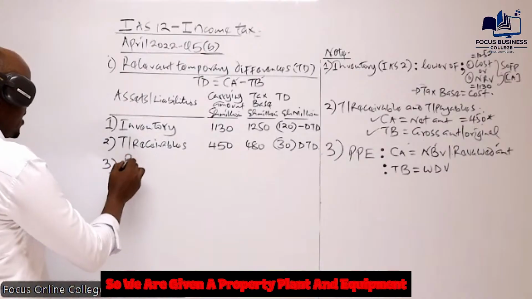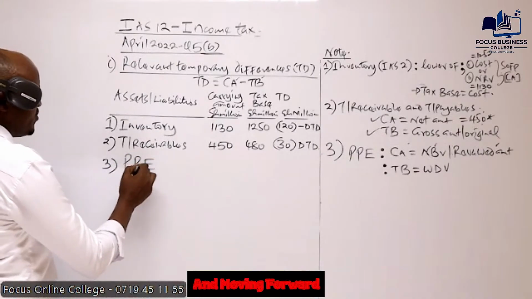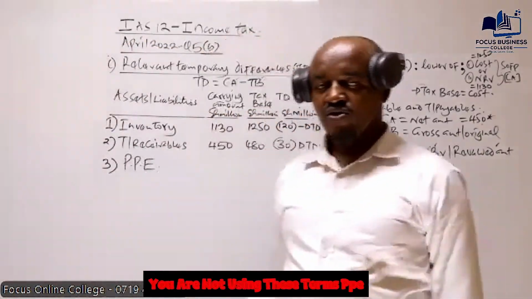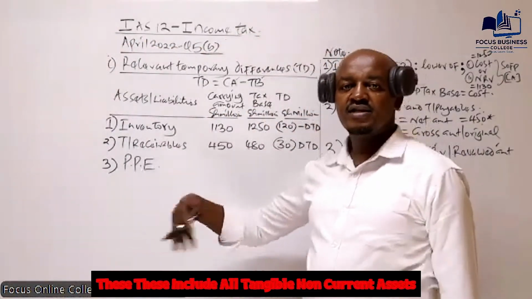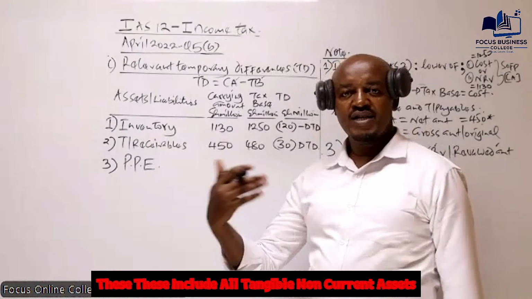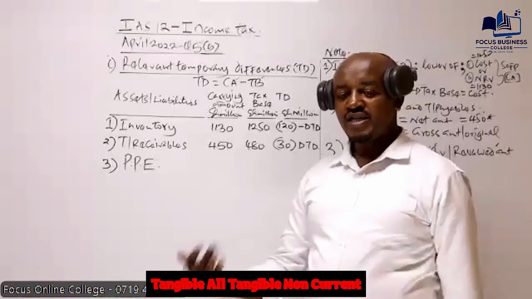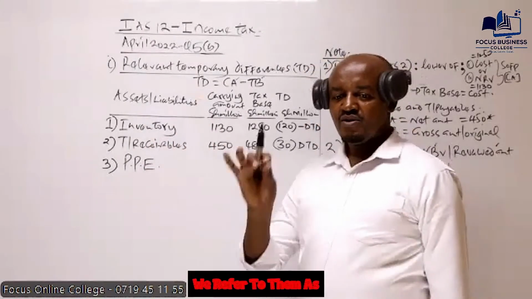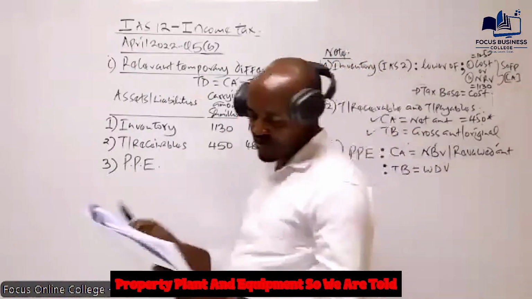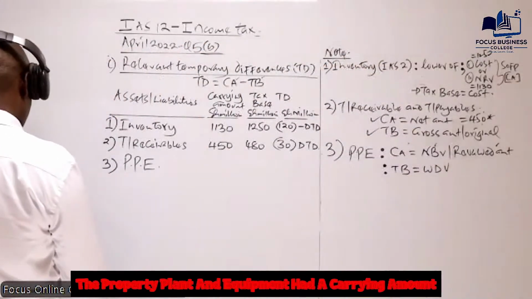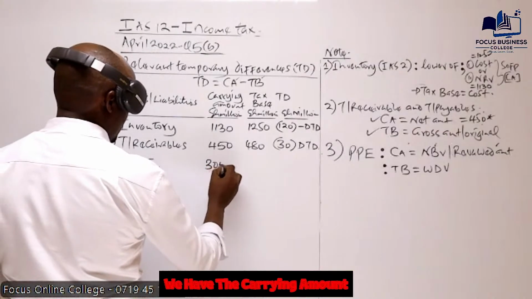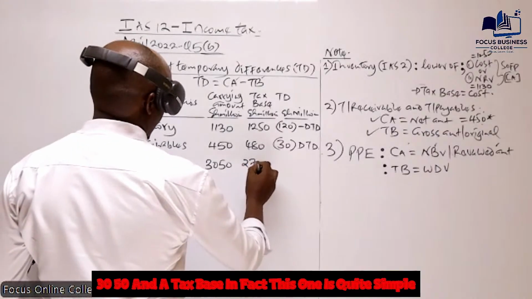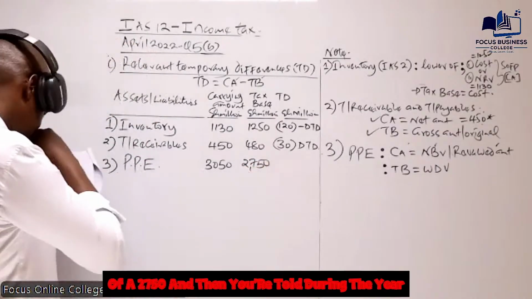So we are given property, plant, and equipment. And moving forward equally, you need to get used to some of these terms because in the lower level, you are not using these terms. PPE includes all tangible non-current assets. All tangible non-current assets are included here: motor vehicles, land and buildings, furniture and fittings, all of them, we refer to them as property, plant, and equipment. So we are told the property, plant, and equipment have the carrying amount of 3050, and the tax base, in fact this one is quite simple, of 2750.